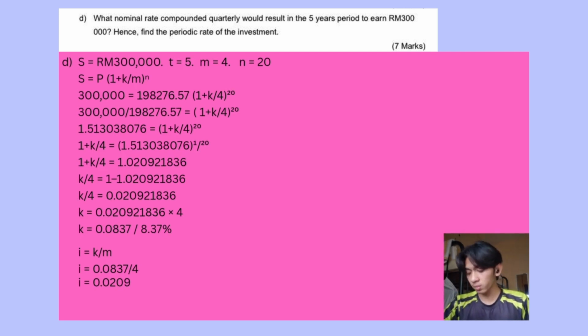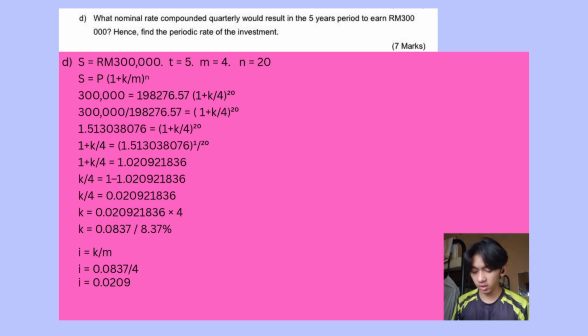Okay, so we move the power to the right. So it will be 1 plus K over 4 equals 1.5130 and so on, to the power of 1 over 20. So after we do the calculation, we will get 1 plus K over 4 equals 1.020921836. And then we move the number 1 on the left to the right. So it will be K over 4 equals 1.020921836 minus 1.